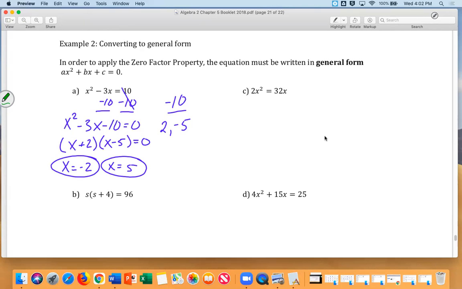Let's go to B. Well, what am I going to do with B? It says s times the quantity of s plus 4 equals 96. That doesn't really help me out, so I kind of want to undo this. So I get s squared plus 4s equals 96. And now I'm going to subtract that 96 to set it equal to 0.